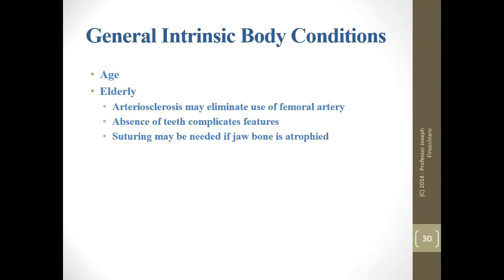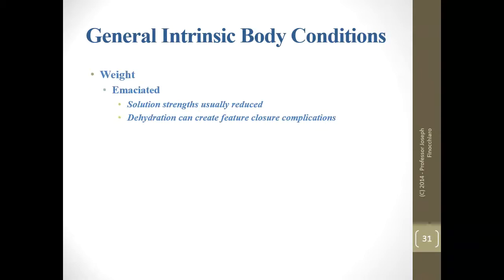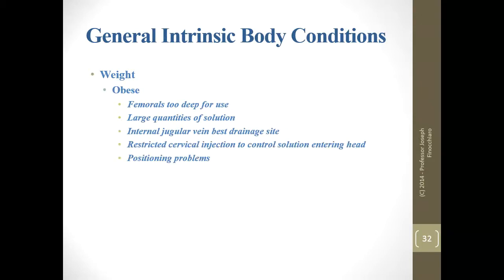Elderly: sclerosis may eliminate use of femorals. Absence of teeth complicates setting features, and suturing may be needed if the jawbone is atrophied. Emaciation: solution strengths usually reduced. You definitely don't want to go reaching for the high index stuff. You probably want to keep it around that 2%, okay, at best. And dehydration can create feature closure complications. If they're obese, femorals may be too deep for use, too much of a pain in the butt to get to, and then impractical for use anyways.